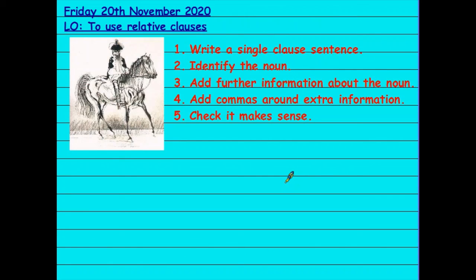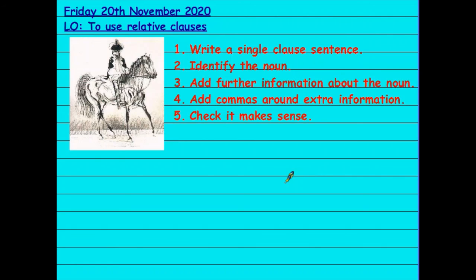Your activity for today then, we would like you to write a single clause sentence. Make sure you identify the noun. What is the main noun in that sentence? And add further information about the noun. You can use commas to add extra information and to add punctuation into your sentence. And then we would like you to read it to check it made sense.